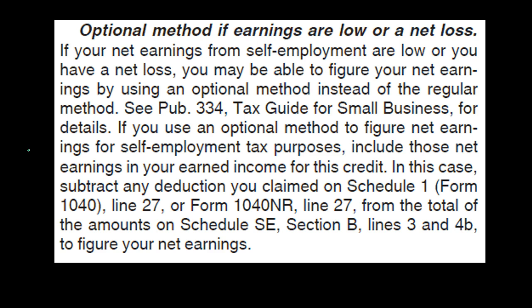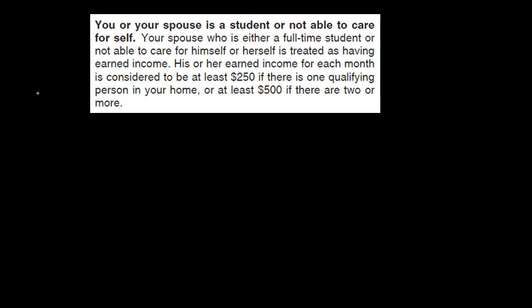In this case, subtract any deduction you claimed on Schedule 1, Form 1040, line 27, or Form 1040 NR, line 27, from the total of the amounts on Schedule SE, Section B, lines 3 and 4b to figure your net earnings. So this will be the optional method, not typically something that would be used, but if you're in that particular situation, something that you could look into if you have basically the net loss might be something to consider. Next, back to the text. You or your spouse is a student or not able to care for yourself.